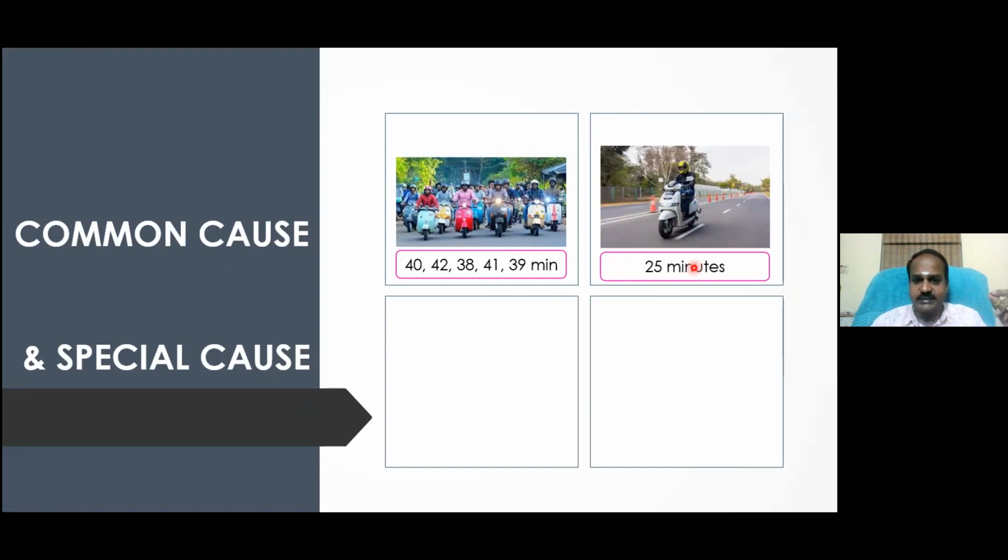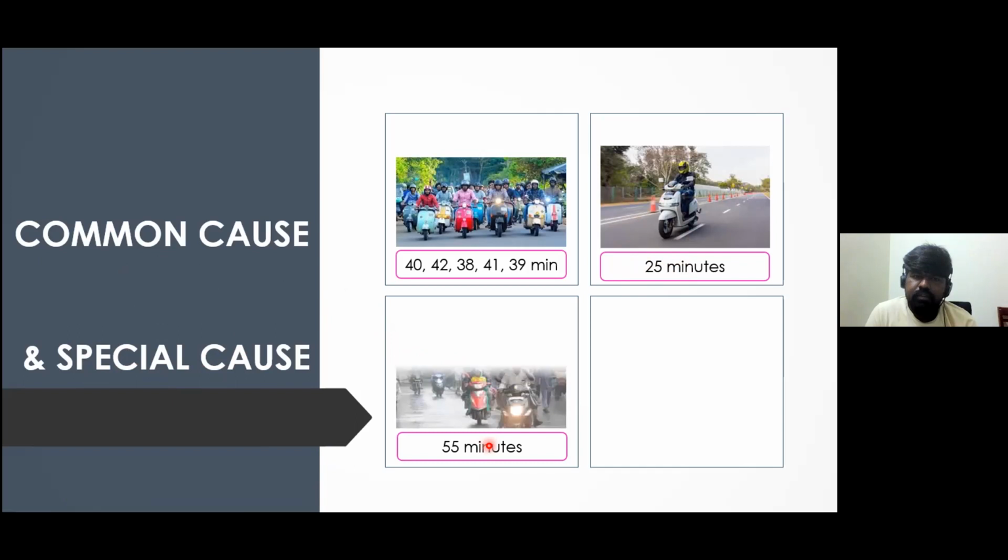What you need to understand is number 25 is far away from the average. What was your average? Your average was 40. When your number moves far away from the center, you can understand the reason for the variation is a special cause. Right? Another day, you reach office in 55 minutes. Is it a common cause variation or special cause variation? Special cause variation. This time it is rain. There was a heavy rain, so you have to slow down.